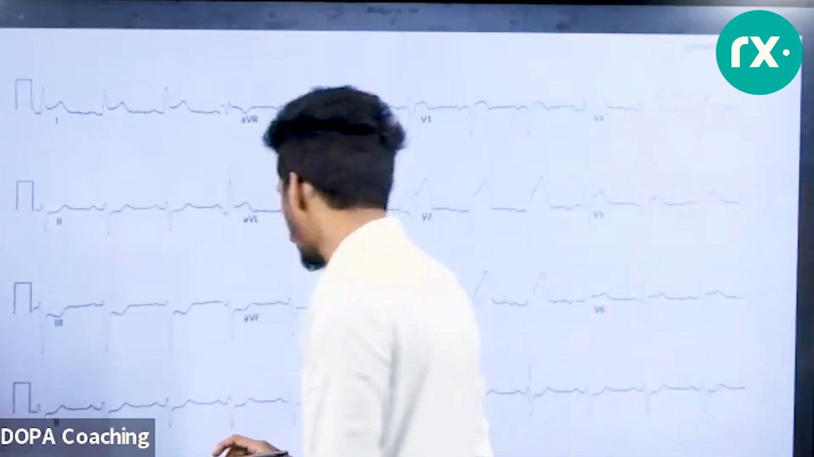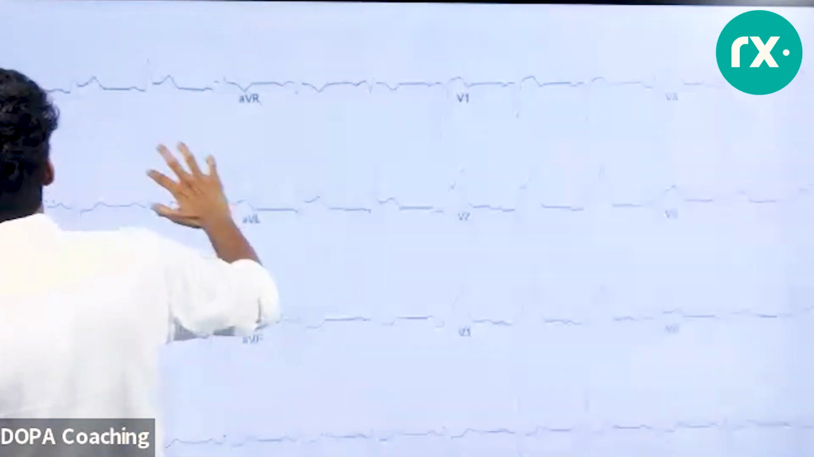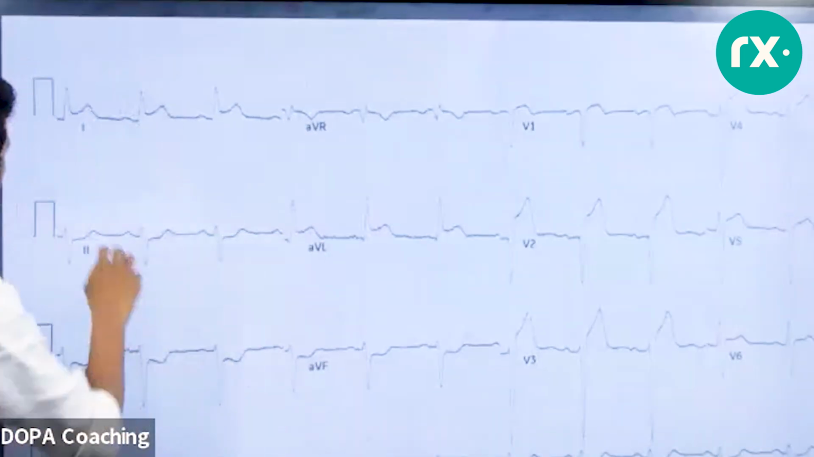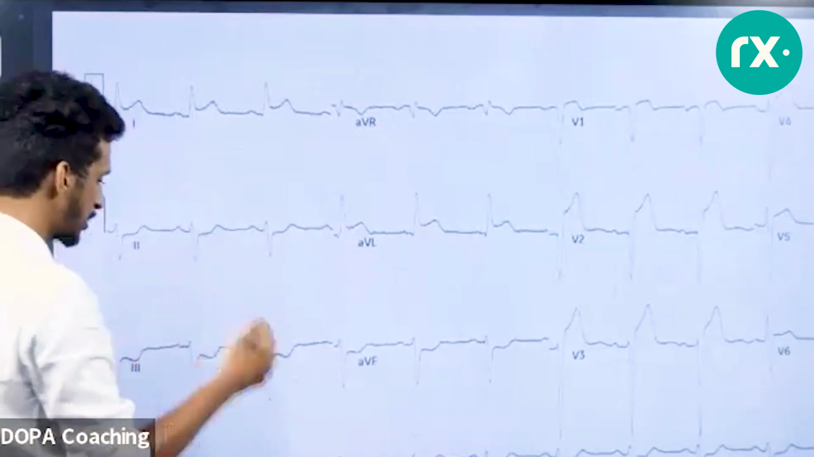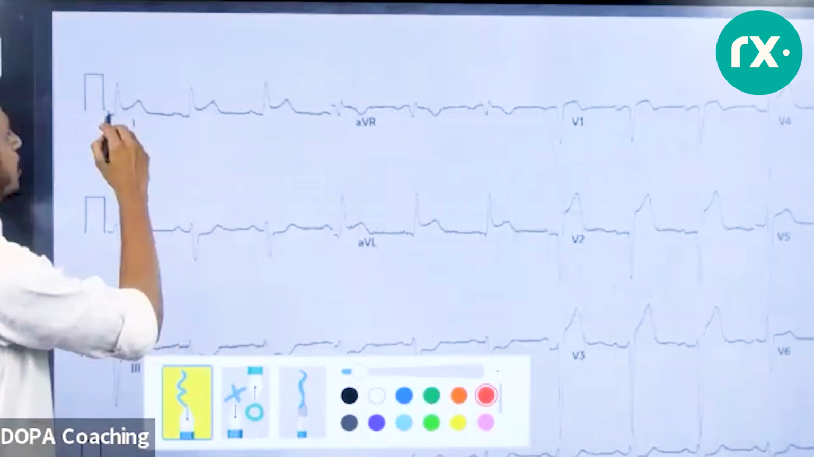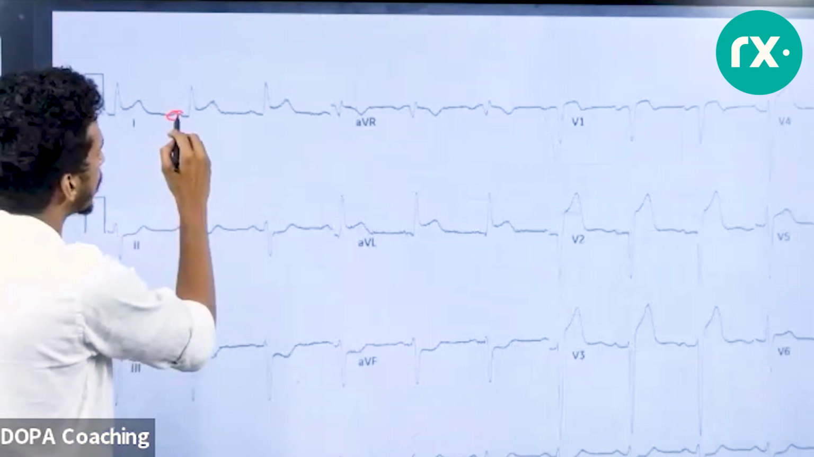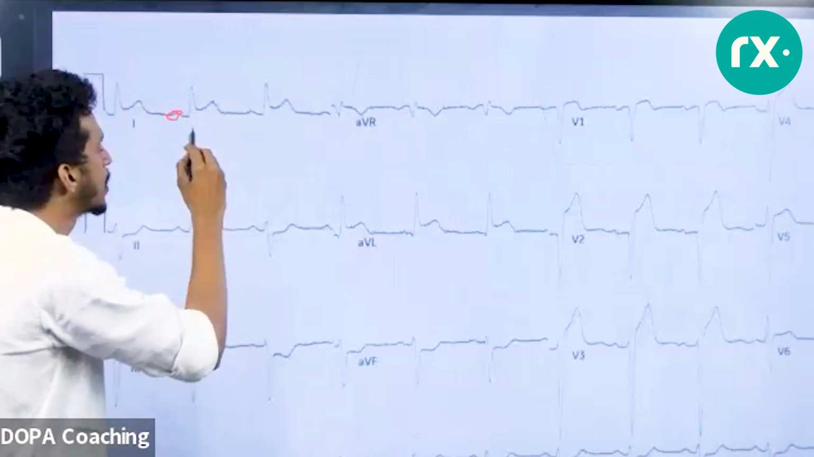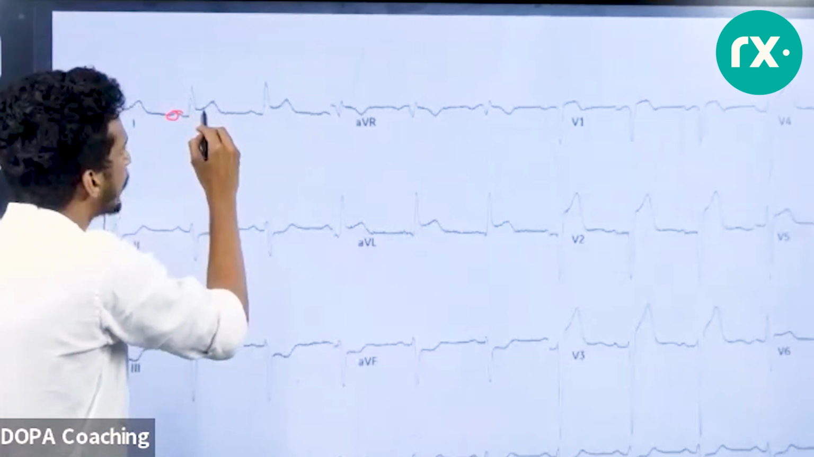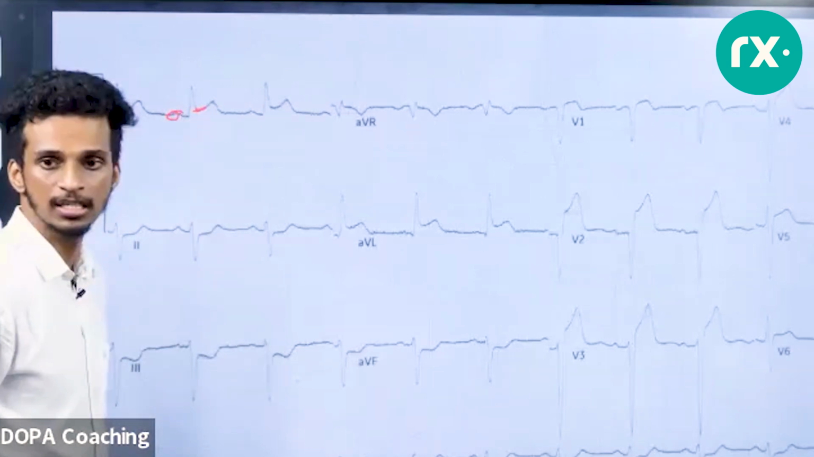I'm again starting at lead 1. Look at this ECG, I'm zooming it for you. What I see in lead 1 is a P wave here. Okay, here the P wave is not so clear. After the P wave, I have a QRS complex, and after the QRS complex, I have the ST segment. I'm marking the ST segment here.